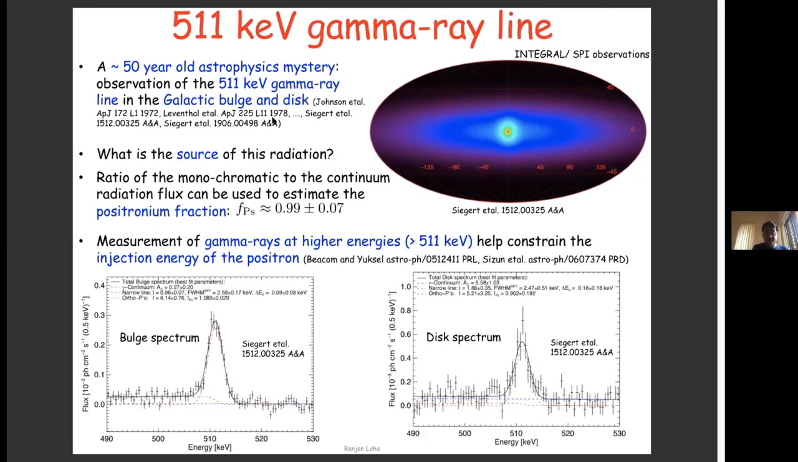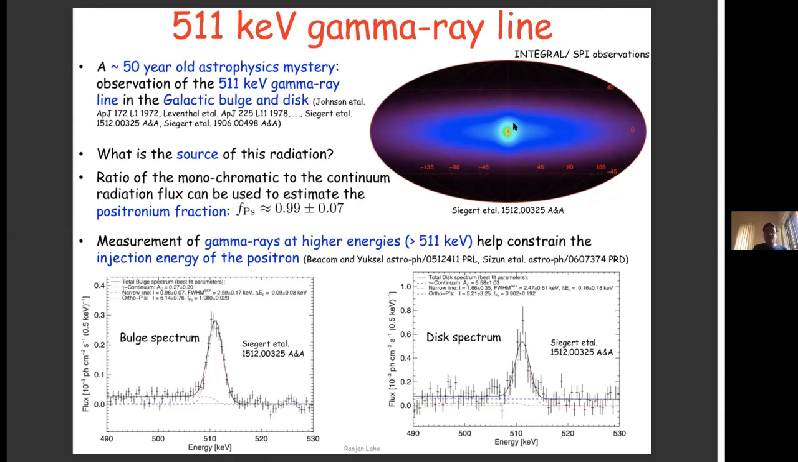This has been measured by various instruments, so we know it's not systematic. It is actually real. So the question is, what is the source of this radiation? We don't know the answer, even after observing these photons for 50 years. However, we do know that these photons are being produced by e+ e- annihilation at semi-relativistic speeds.